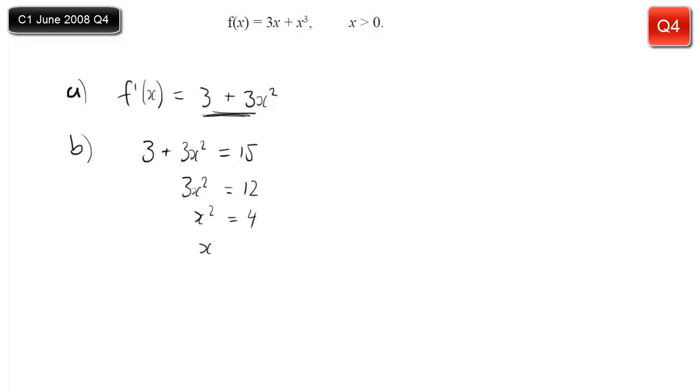And therefore x equals plus or minus 2. So we're square rooting both sides in that last step. Don't forget the plus or minus.